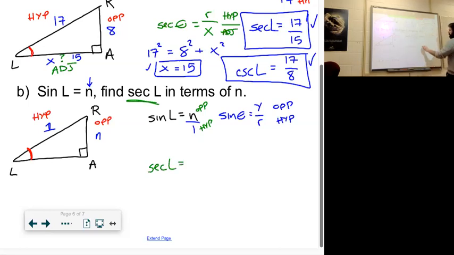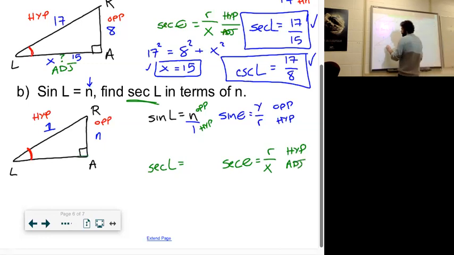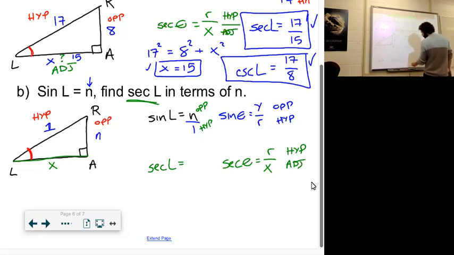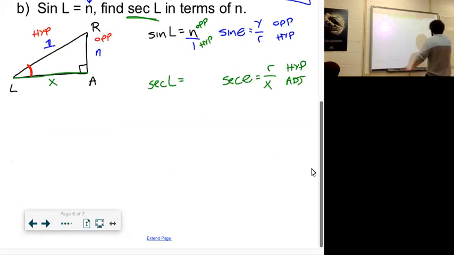And if you remember, secant of an angle is equal to the r radius divided by the horizontal value x, which is the same as your hypotenuse over your adjacent side. So I need the adjacent side length right here. I'm going to call it x. Right? 1 is a given value, n is a given value. So to find the value of x, I'm going to use Pythagorean's theorem here with 1, n, and x.